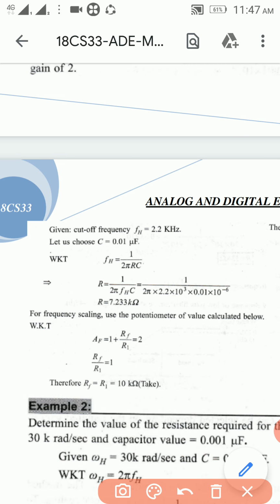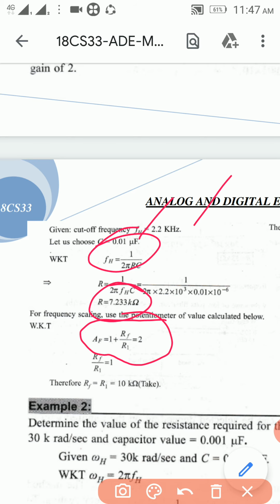So this is the formula, FH is equal to 1 by 2 pi RC, we know that. So we know FH, we know C, and we need to find out R here. Gain is also given, that is AF is equal to 1 plus RF by R1, which is 2, so RF by R1 is 2 minus 1, that is 1. Therefore the resistance RF is equal to R1, 10 kilo ohm.